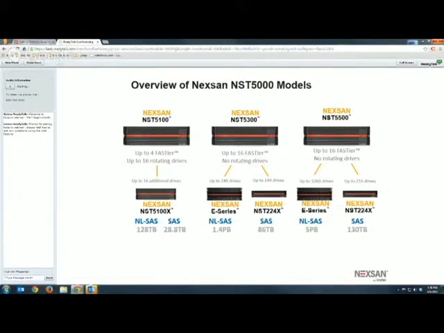So looking again at the platforms, the 5100 is our true entry level. It can get me up to 128 terabytes.